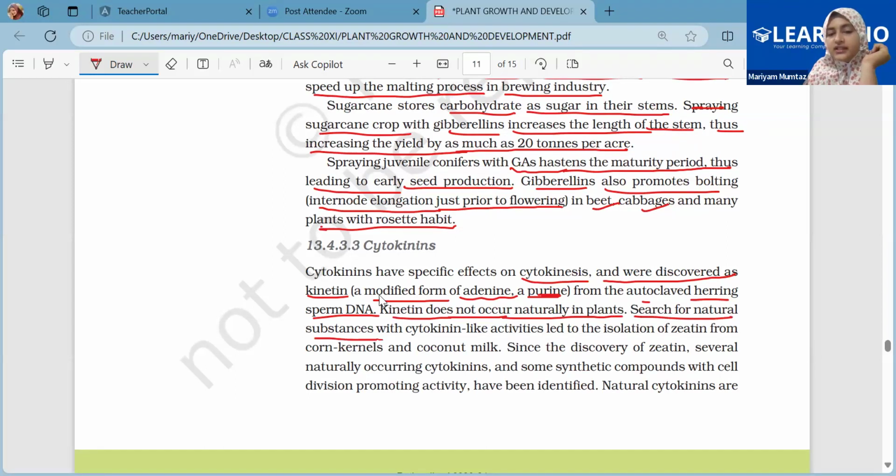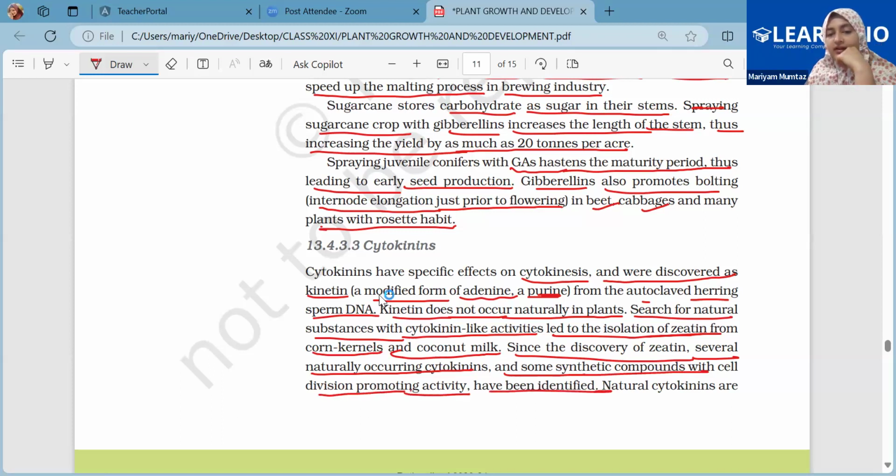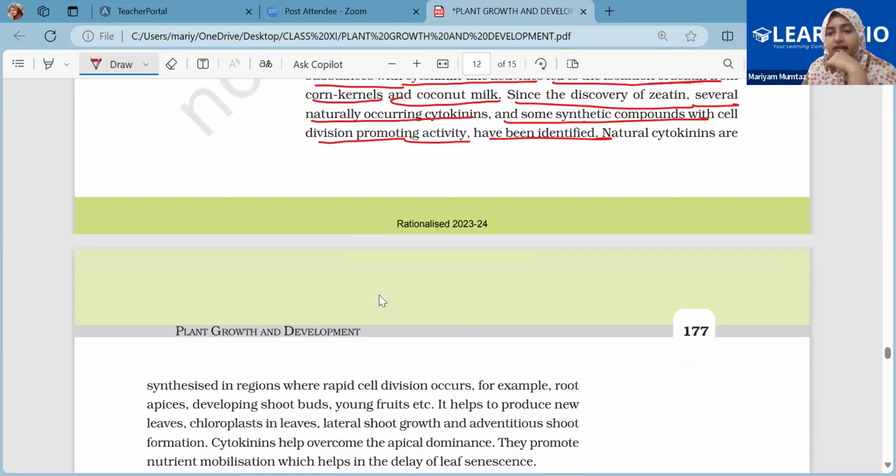The search for natural substances with cytokinin-like activities led to the isolation of zeatin from corn kernels and coconut milk. Since the discovery of zeatin, several naturally occurring cytokinins and some synthetic compounds with cell division promoting activity have been identified. So initially, the naturally occurring cytokinins were not found, but later on they were identified.